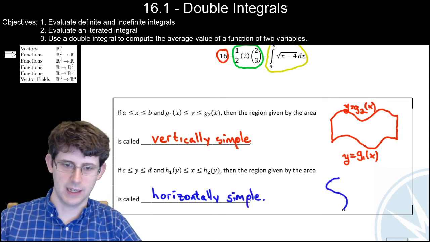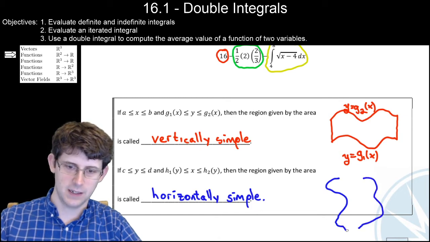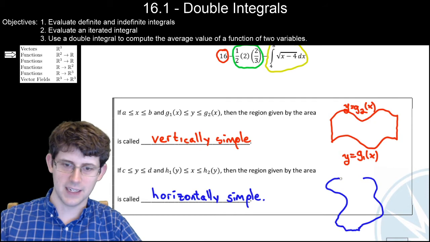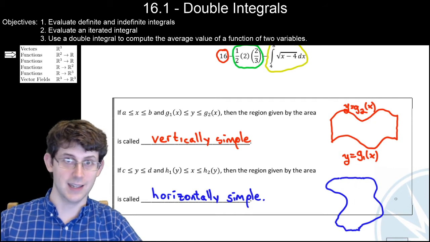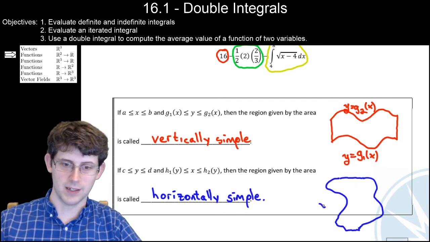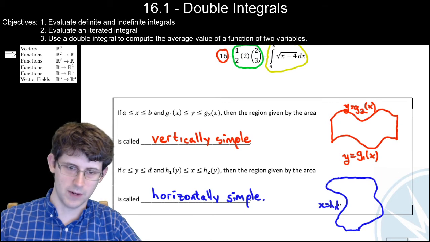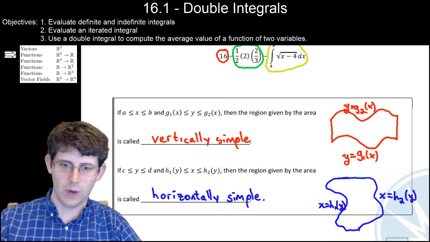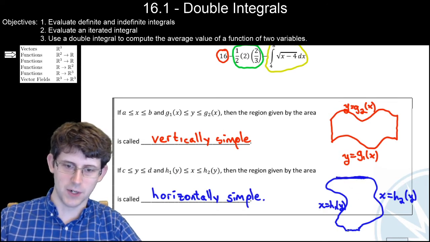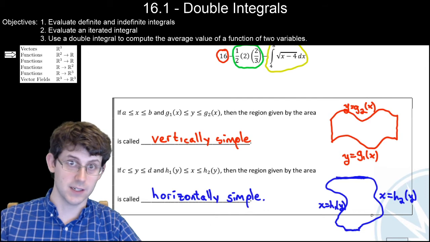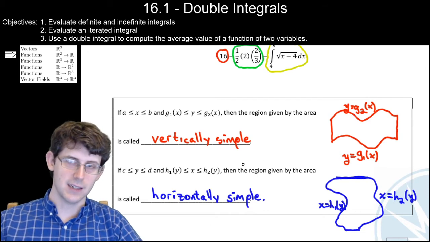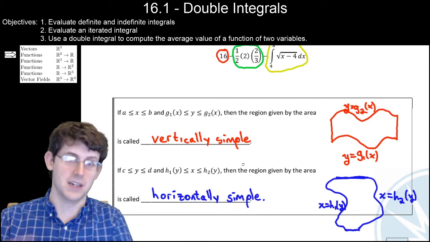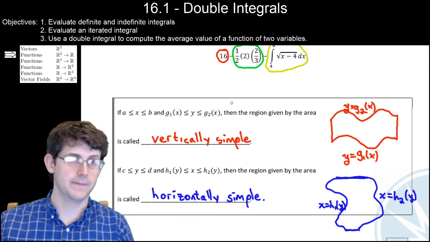So this would be like, you've got some weird stuff going on the right and the left, and thinking of it as having a right boundary and a left boundary is more productive. So this would be like h1 of y and h2 of y. Here the y bounds will be numbers and the x bounds will be these functions. In the two cases, you will use the different order of integrals to set up the integral.